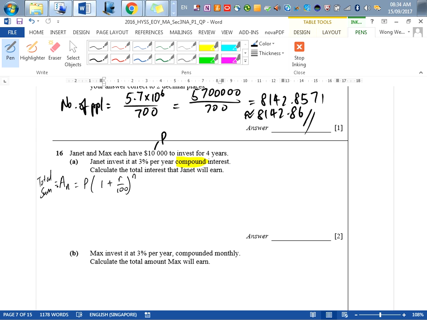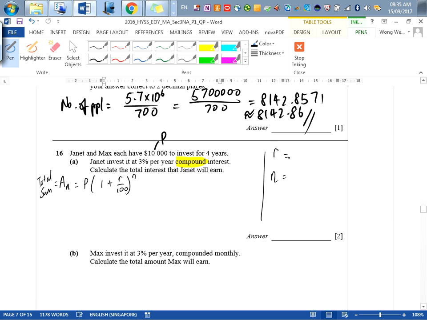Okay? Any questions so far? This is the principal plus interest. So what does the P stand for? Principal. What does R over here stand for? Interest rate per period. Not just the interest rate. Interest rate per period. What about this N over here? The period. Okay? So before I do this question, I must find out what is the value of R. I must find out what is the value of N.